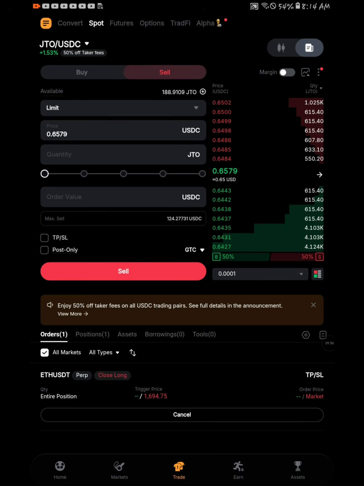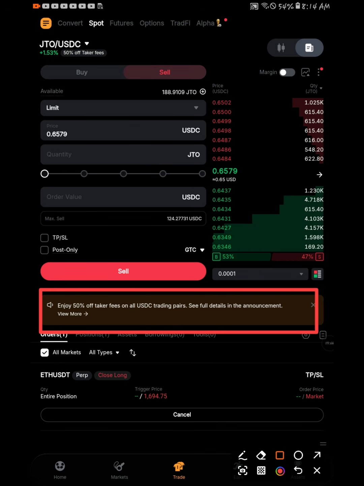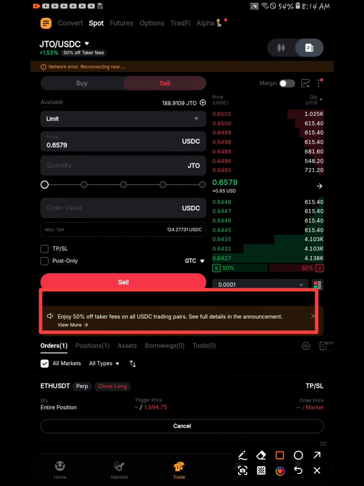Because imagine getting 50% off your trading fee. Trading fee is initially like 0.1%. So imagine getting like 50% off. That means you will not be paying the 0.1% no more. You'll be paying 0.05%. Imagine that. Meanwhile, the rest of the USDT and other currency are all charging 0.1% for trading fee on Bybit.